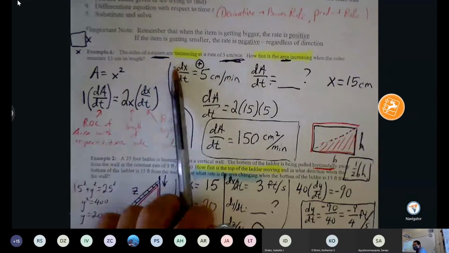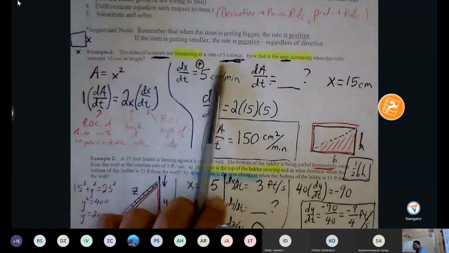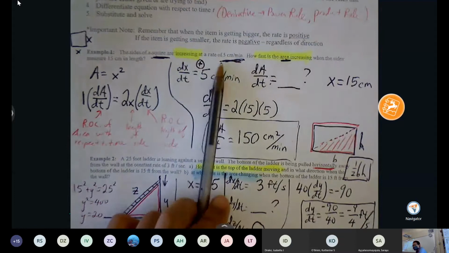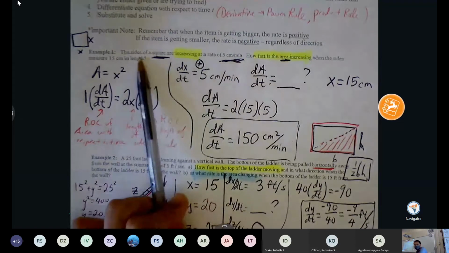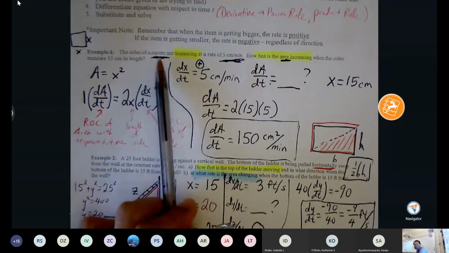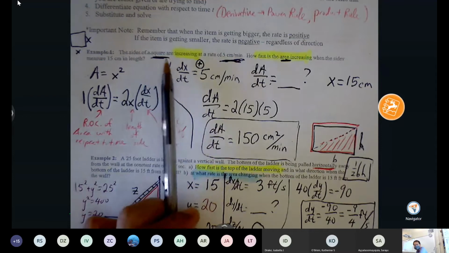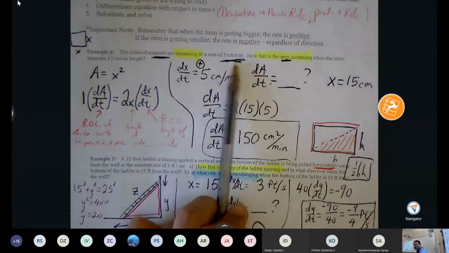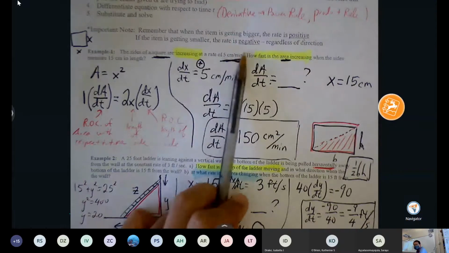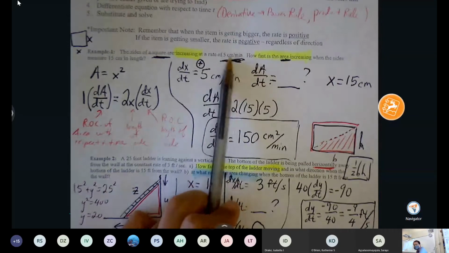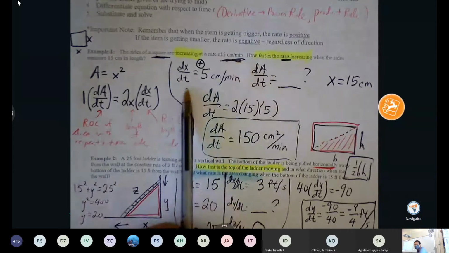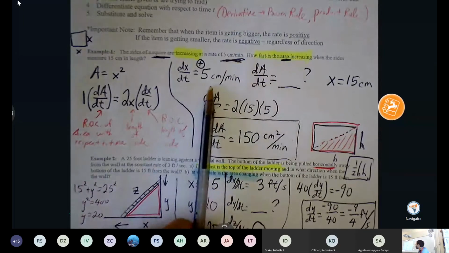So if we look at the problem here, it says the sides of a square are increasing at a rate of 5 centimeters per minute. We see 5 describing the side length, but it's not just side length, right? We see some variation to this. We see words like increasing. We see words like centimeters per minute. So that indicates there's something more than just x, right? This is the rate of change of x. So we say dx dt is 5.